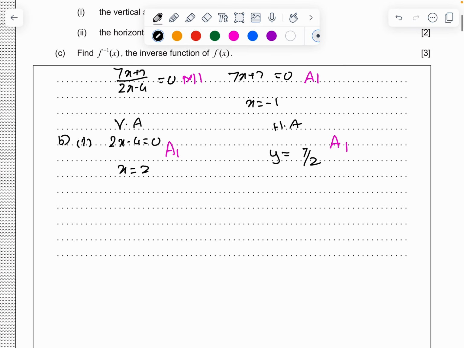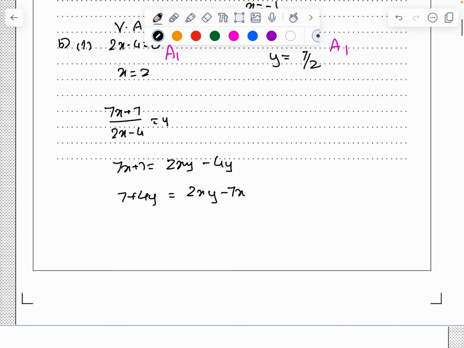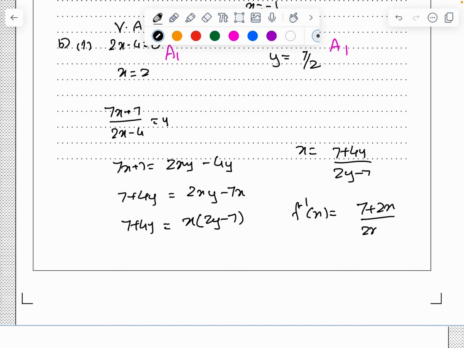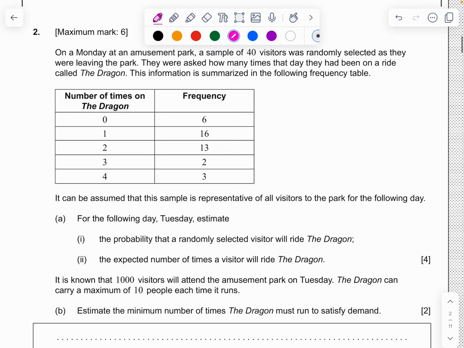Find f inverse of x. So (7x + 7)/(2x - 4) equals y. 7x + 7 equals 2xy - 4y. So 7 + 4y equals 2xy - 7x. Take x common, so you get x(2y - 7). So what will be the value of x? (7 + 4y)/(2y - 7). So f inverse of x will be (7 + 4x)/(2x - 7). So this is the method 1 mark, accuracy 1 and accuracy 1 mark. Totally we get 3 marks.